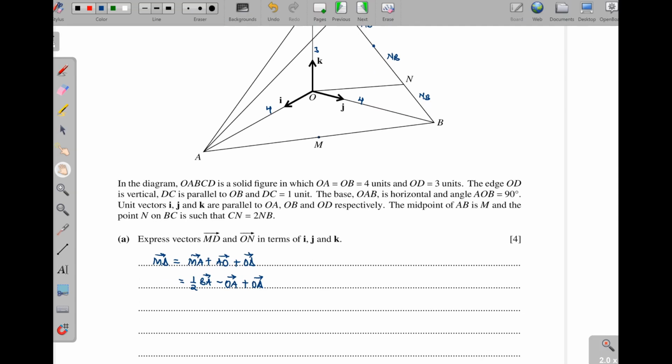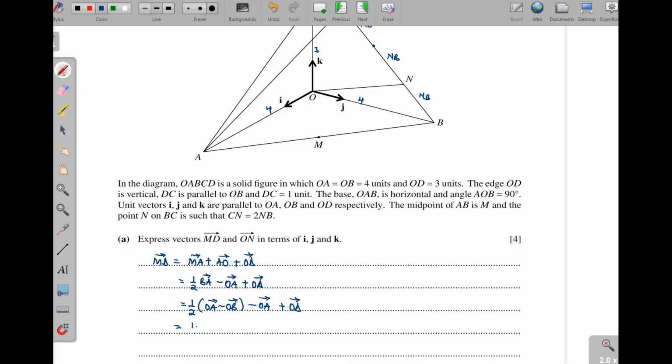Now for us to get BA, from B to A, that is BO, then plus OA. Now B to O is moving in the negative direction of this. So in other words, you get the last minus the first. So we have a half, OA minus OB. Then here we are having minus OA, then plus the OD.